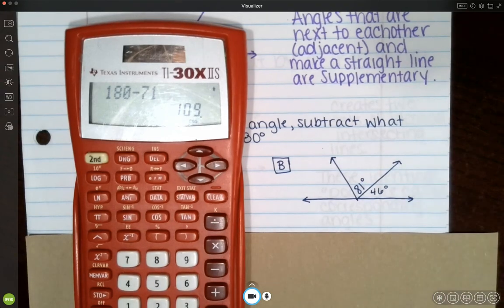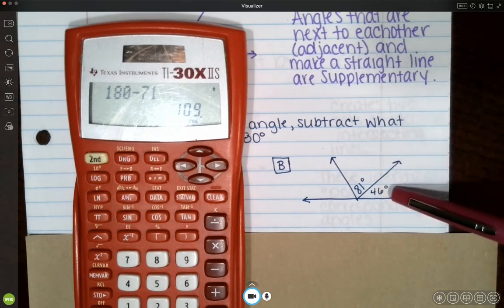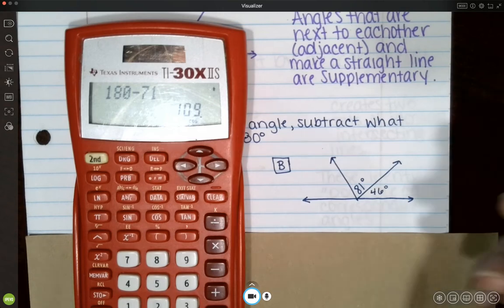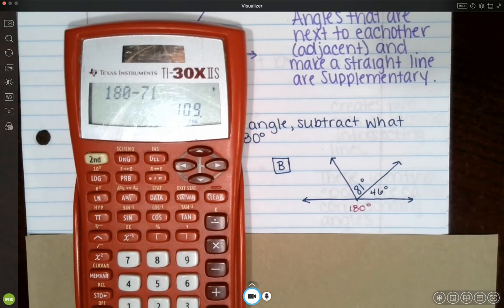Okay, to have it cut into three pieces, you have to know at least two of them. You have to know at least two of them. So again, we know together they all have to make 180 degrees.